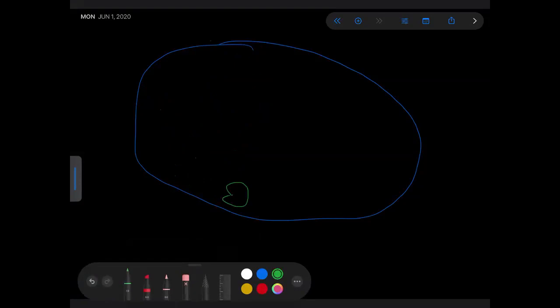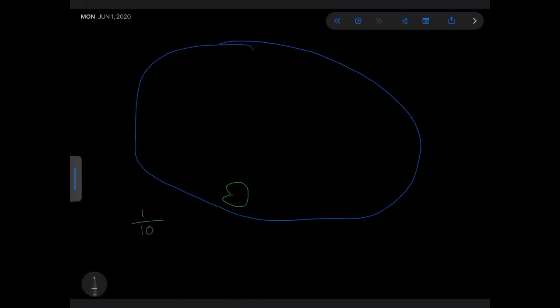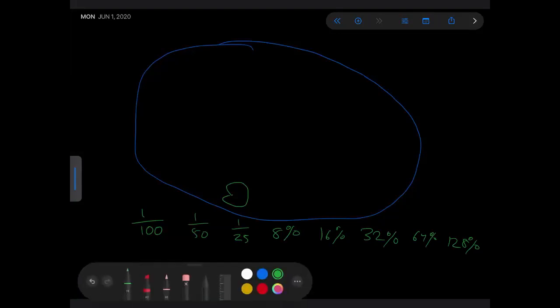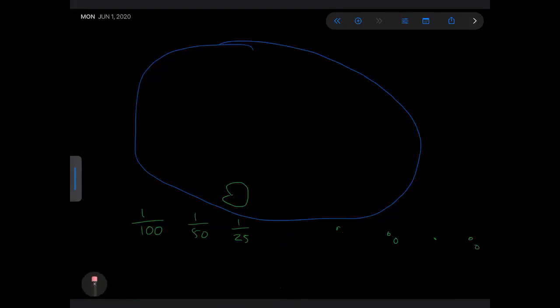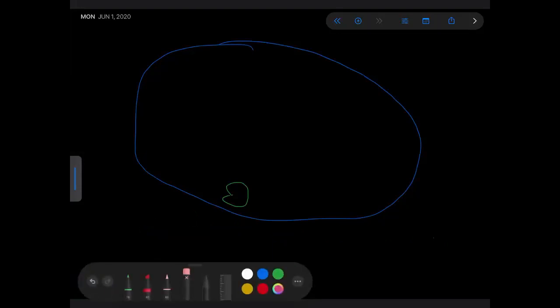Well, 1%, we can express that as 1 over 100, right? And let's work backwards. In the next day, you will cover 1/50th. The next day, we'll cover 1/25th. Next day, let's switch to percentage. We'll say 8%, then 16%, then 32%, then 64%, then 128%. This took us 7 days to go from 1% to 100%. So the total answer is 53 days.